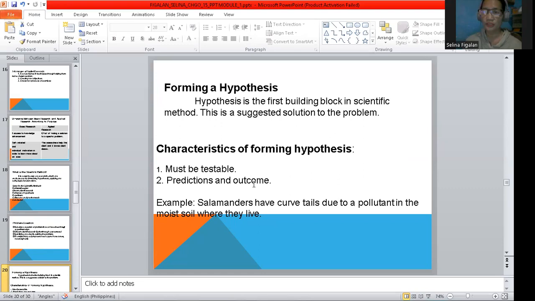Make sure na kaya mong i-test ang iyong hypothesis, predictions, and outcomes. So example here, kung ang iyong problem is the curved tail ng salamanders dahil doon sila nakapwesto sa ponds. Your prediction is they have curved tails due to pollutants in the moist soil where they live. Because yung ponds na yun ay full of moist soil. Yun ang iyong hypothesis, ang cause ng pag-curve ng tails ng salamanders. Okay, you have to identify the cause.